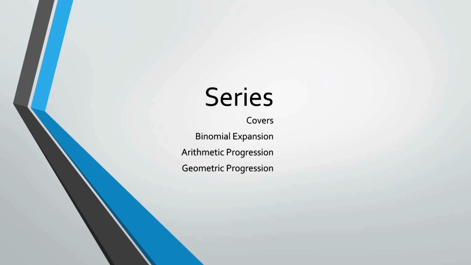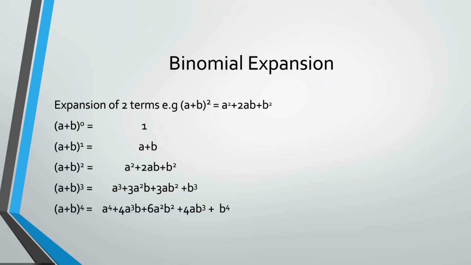So let's begin, starting with binomial expansion. First of all, what is the meaning of binomial expansion? Binomial means two terms and we are just going to expand those terms. For example, you have already learned to expand (a + b)^2, which will be equal to a^2 + 2ab + b^2.